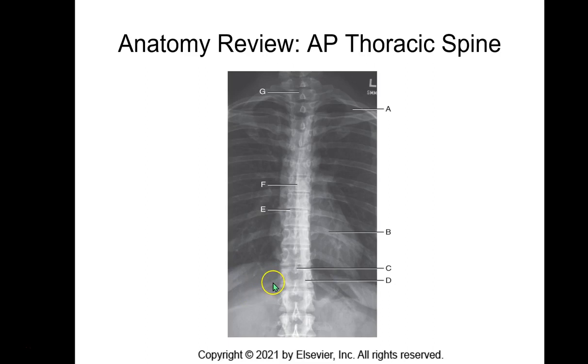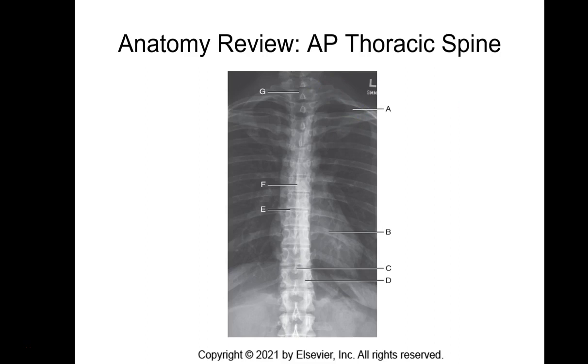And it's kind of hard to see here, but if this is the last rib, then D has to be T12. So 12, 11, 10, 9, 8, 7. So F would be T7. 6, 5, 4, 3, 2, 1, and G would be T1. I also know G is T1 because if I follow it laterally, look, that's the first rib. So G has to be T1, which means A is the first rib.